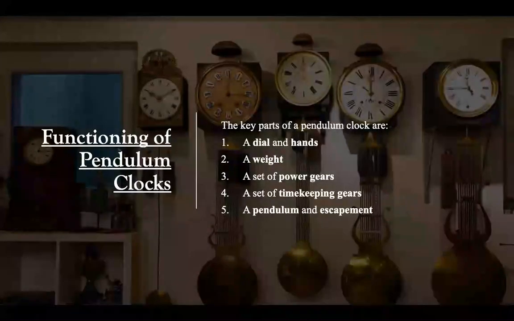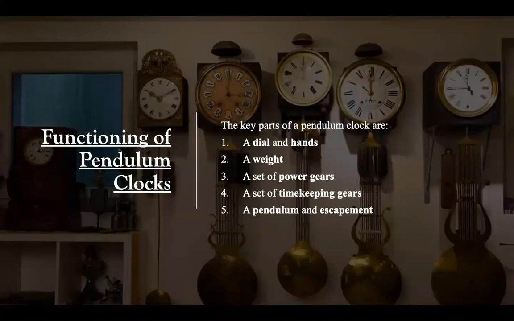Now, the pendulum clock comprises of 5 key components. The first one being the dial and the hand. So, a dial and hand indicate the time. Then comes the weight. A weight stores potential energy and releases it to the clock mechanism as it falls, very gradually over the course of a day or several days. And by winding the clock, it raises the weight back up, storing more potential energy to power the mechanism.